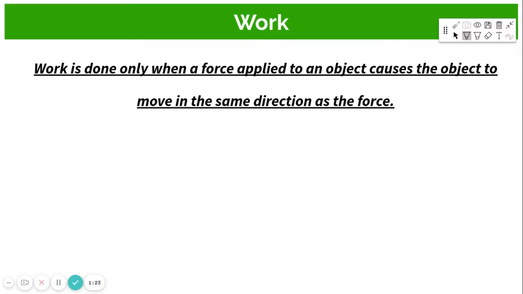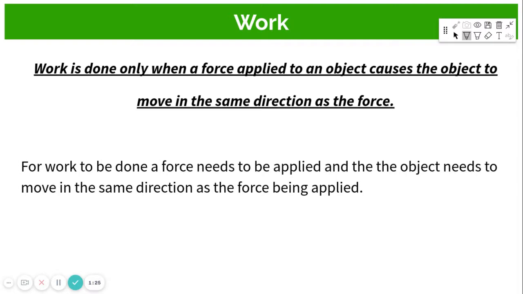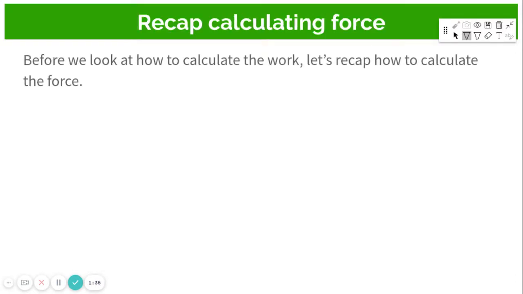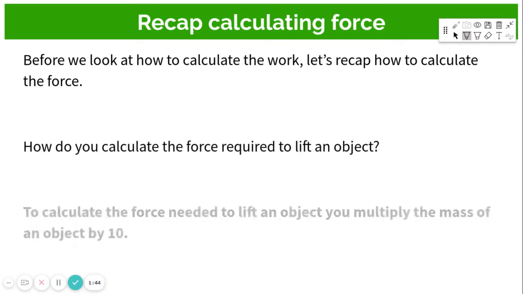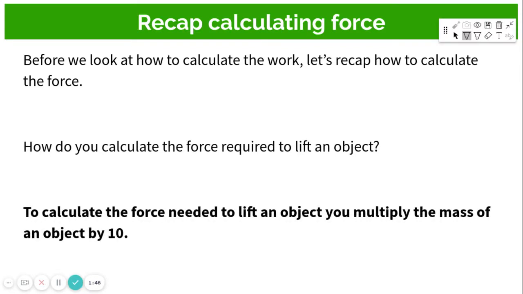All right. So, for work to be done, a force needs to be applied and the object needs to move in the same direction as the force being applied. That's me saying the same thing again. I don't know why I wrote it twice. Okay. So, before we look at how to calculate work, let's recap how to calculate the force. How do you calculate the force required to lift an object? To calculate the force needed to lift an object, you multiply the mass by 10.